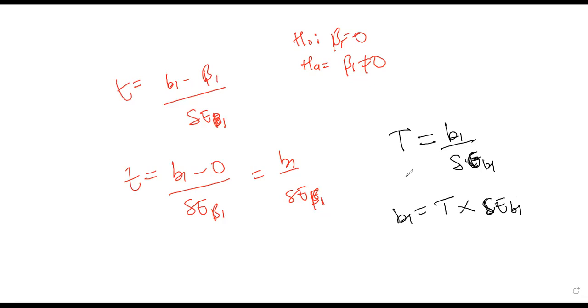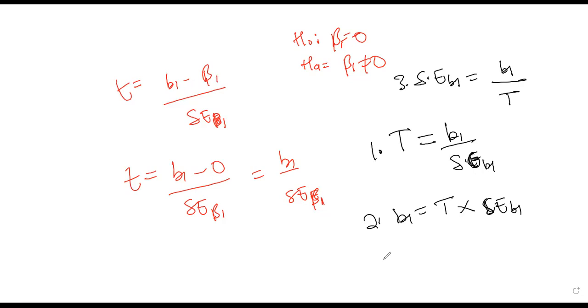So anytime you multiply the t value by the standard error of the beta, we get the beta itself. And also, if you do change of subject again, standard error of beta 1 is equal to beta 1 itself over the t. That's another relationship. So this is the first relationship, this is the second one, this is the third one. All of them are gotten through change of subject, all right?